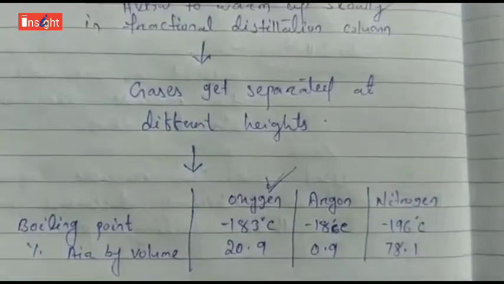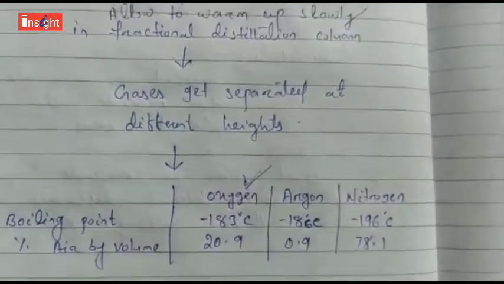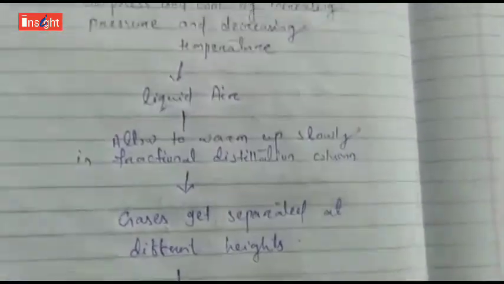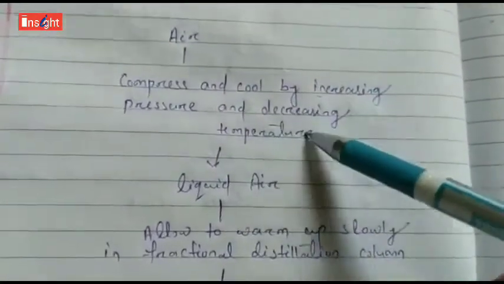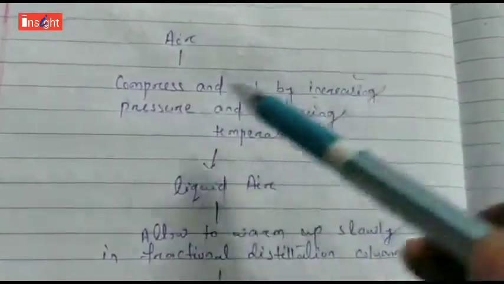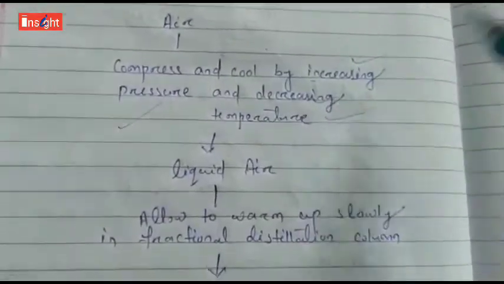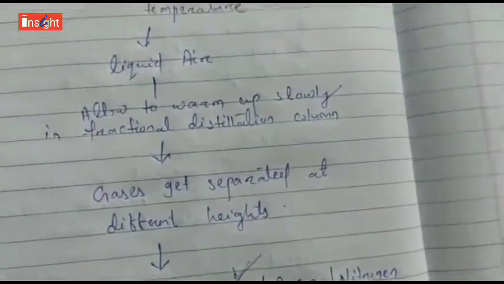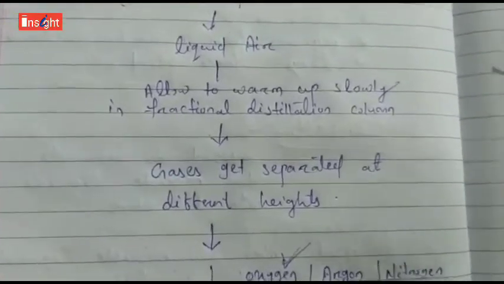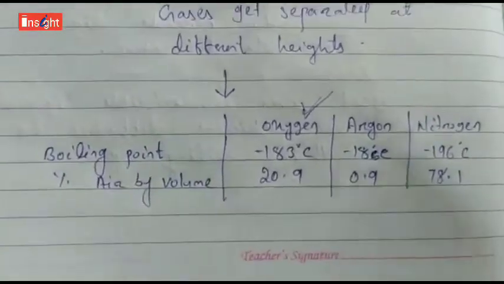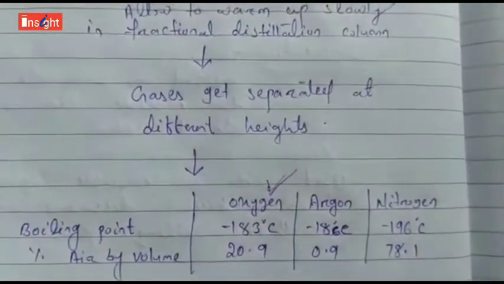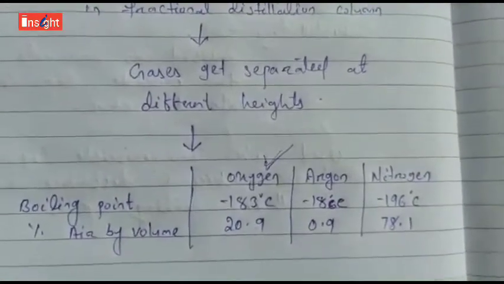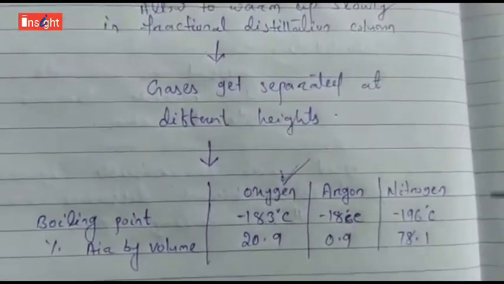First of all, the air is compressed by increasing the pressure and then cooled by decreasing the temperature to get liquid air. Here two things take place: for compressing, increasing the pressure; for cooling, decreasing the temperature. After that, it is converted to liquid air. Then the liquid air is allowed to warm up slowly in a fractional distillation column, and the gases are separated at different heights according to their boiling points.